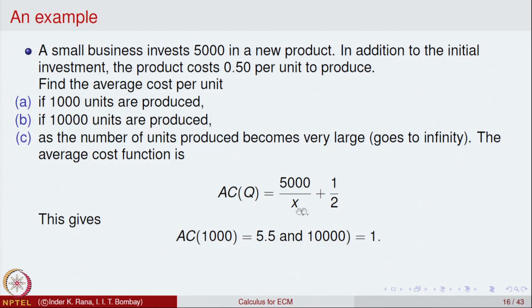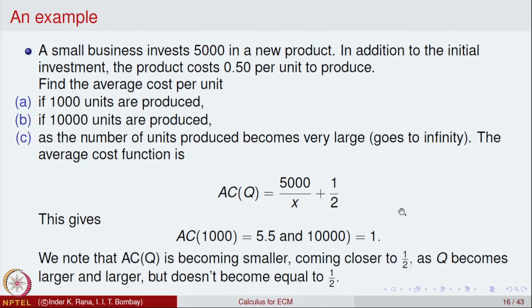Now, we want to compute what happens. If we look at the average cost function, as the number of units being produced increases, that is, if x is increasing, then 5000 divided by x will be decreasing. You can already see that for 1000 it was 5.5 and for 10,000 it came down to 1. So, if you keep on producing more units, the average cost keeps on coming down. That is the conclusion that we get from here.